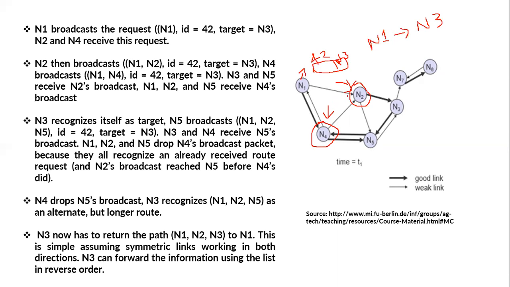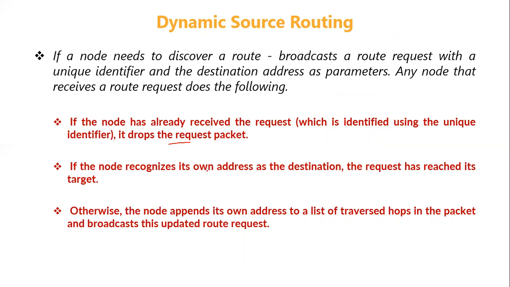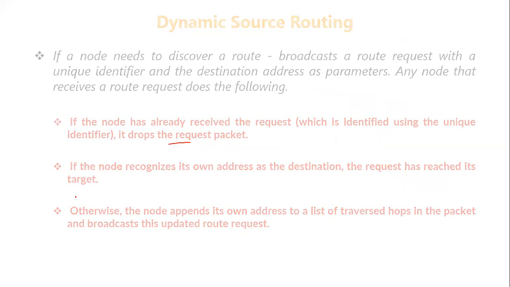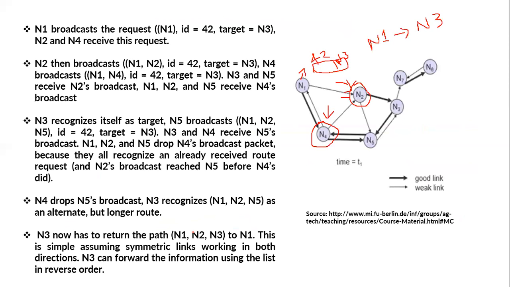Now in this case, this is not the destination node. So this is also not the destination node, and this is also not a duplicate packet. Now what should N2 do? The second step in the algorithm is, if this node is the destination, then it has reached the target. Otherwise, the node appends its own address to the list of traversed hops and broadcasts this updated route request. Okay, so that is what it will do.